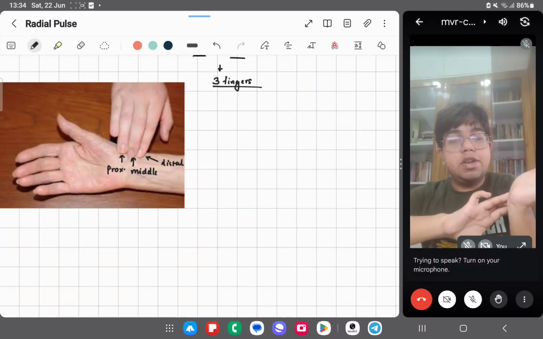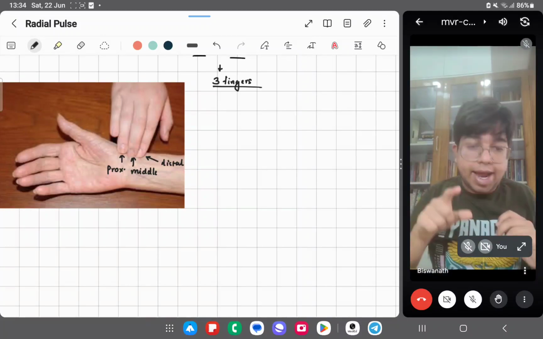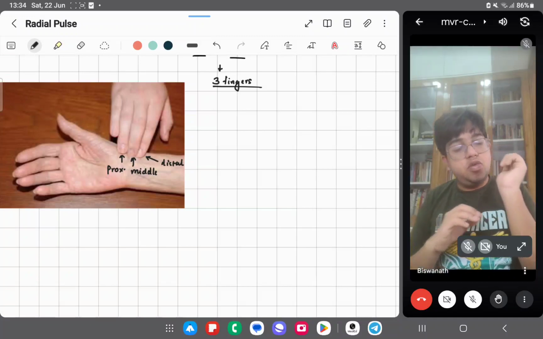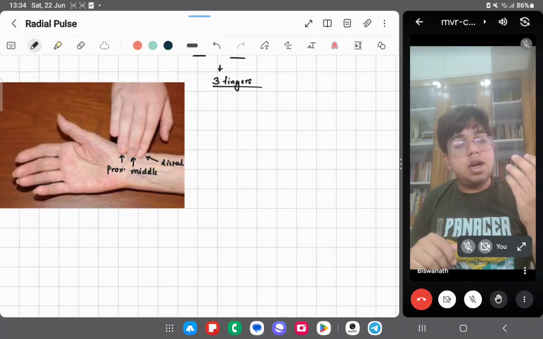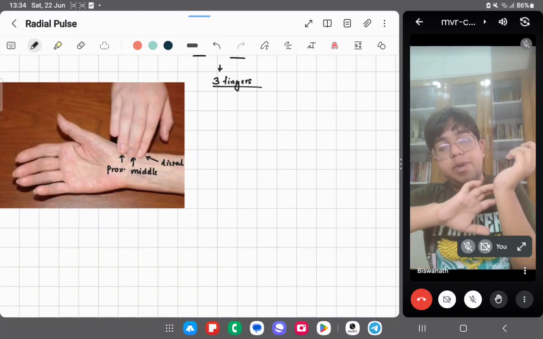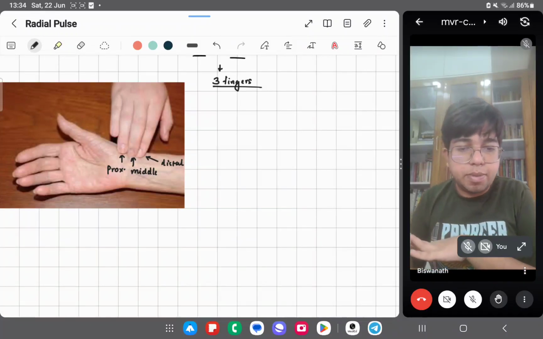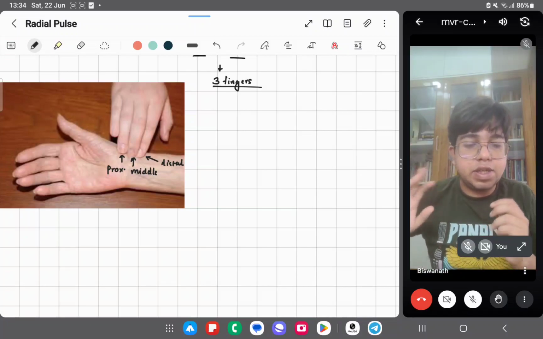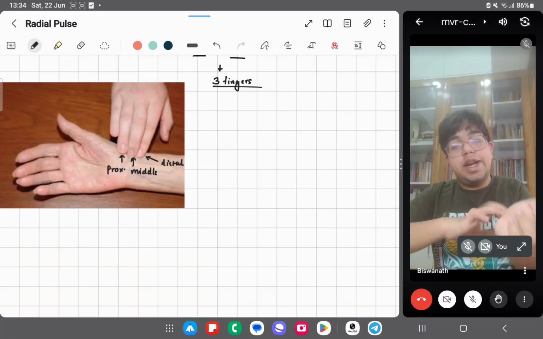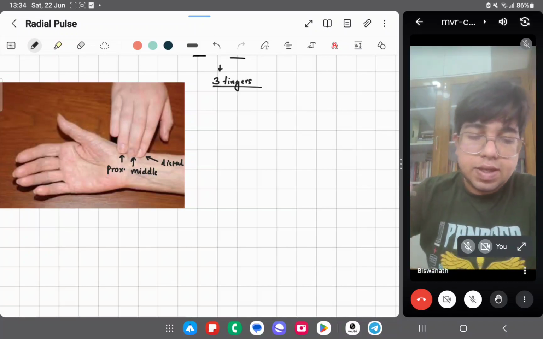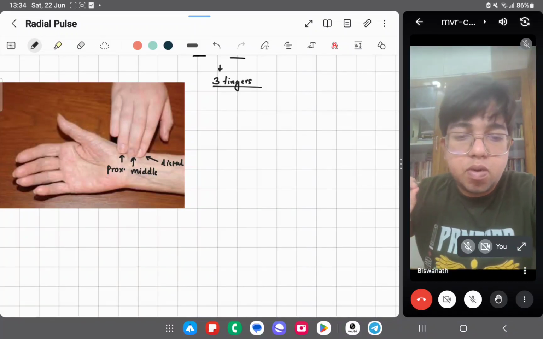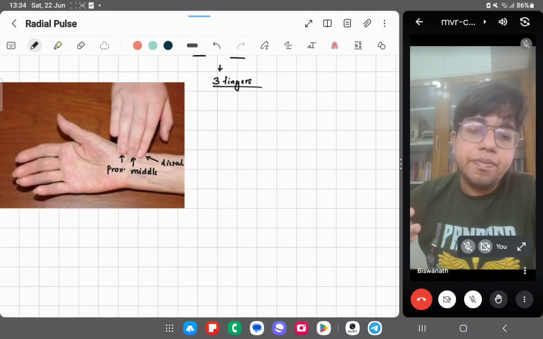Basically, you have to check bilaterally in a patient to see if there is any radio-radial delay. Radio-radial delay means one hand's radial pulse will not match with the other hand's radial pulse. There will be a delay or fastness. So basically you have to check the radio-radial delay. You have to check the pulse bilaterally, right? These are the basic things you have to pay attention to in your practicals.